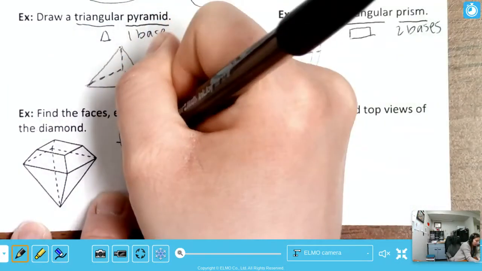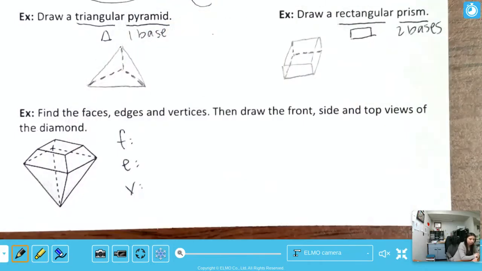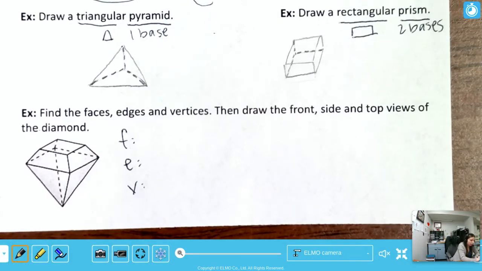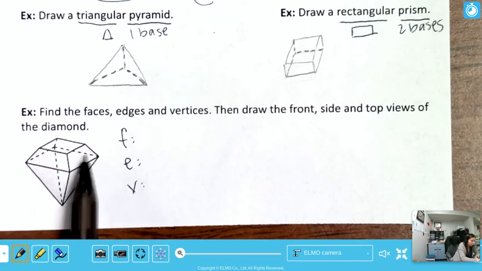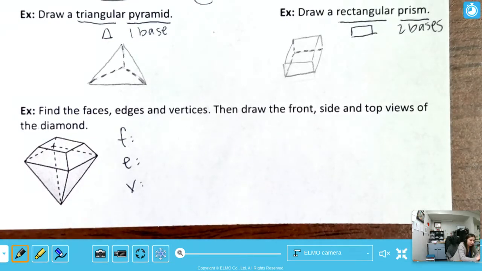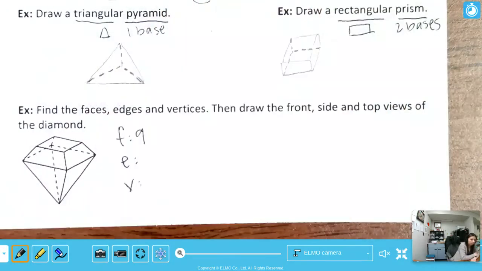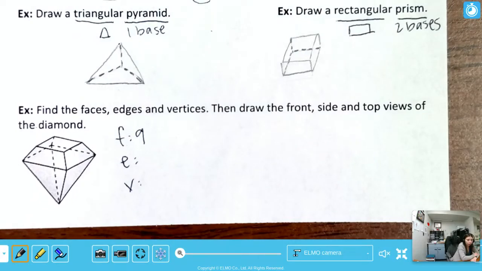So let's start with identifying, counting faces, edges, and vertices. If I count the faces, I'm going to start at the very top. I have one square at the very top. I then have a trapezoid coming off each side of that square, so that makes 2, 3, 4, and 5. I'm at 5 so far. And then I have a triangle coming off of each of those trapezoids. So I was at 5, now I have 6, 7, 8, and 9. 9 faces in all. 4 triangles, 4 trapezoids, and 1 square.